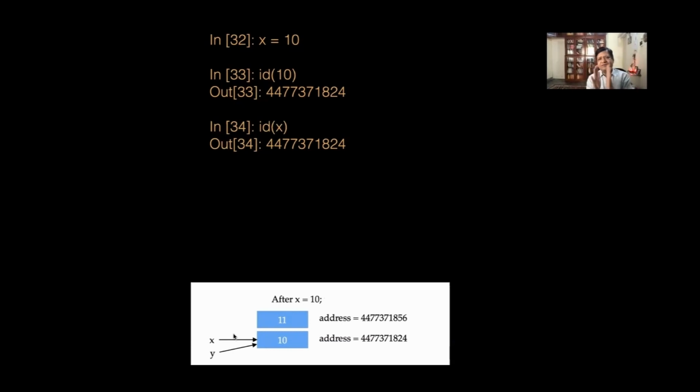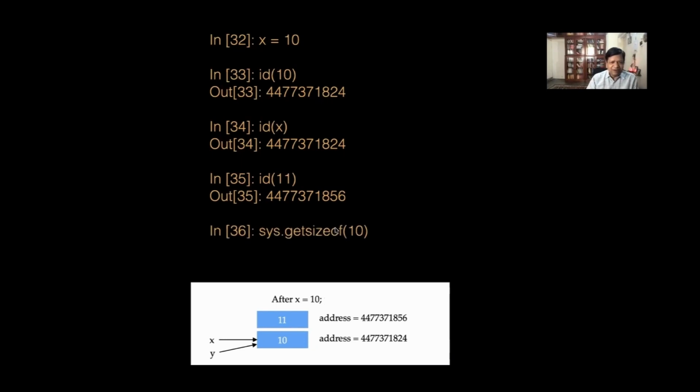So x and 10 are interchangeable right now. So you can use x or 10. I create another, so I say id(11), that means I created another object, 11, and I want the ID of that. So that is a new address. This is 856, the last 3 digits. So this is object 11. Now, of course, 10 and 11 are different objects. So we'll go to the next slide.